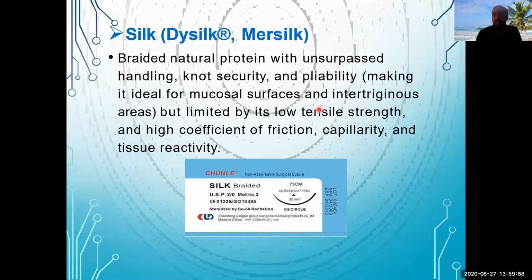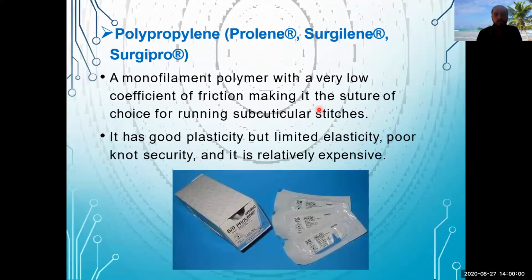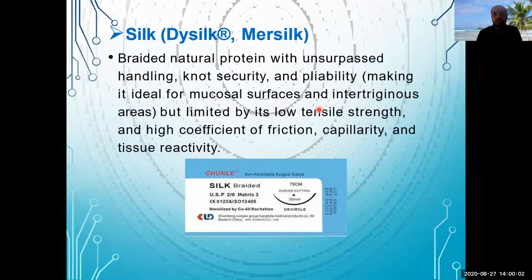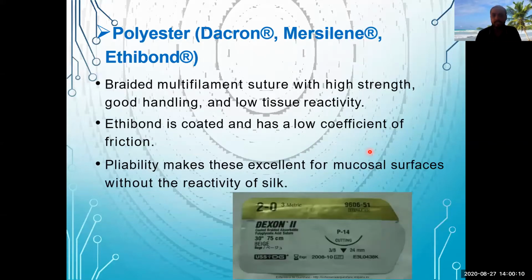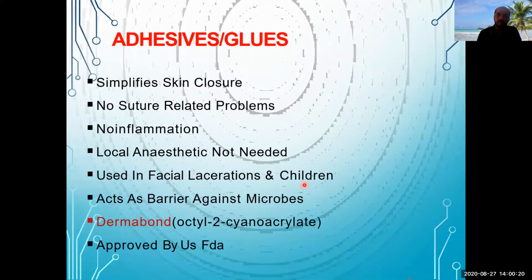Silk is a natural one, but its reactivity is very high. Polyester is good for mucosal surfaces without the reactivity of silk. This is the benefit. And this is a non-absorbable type.